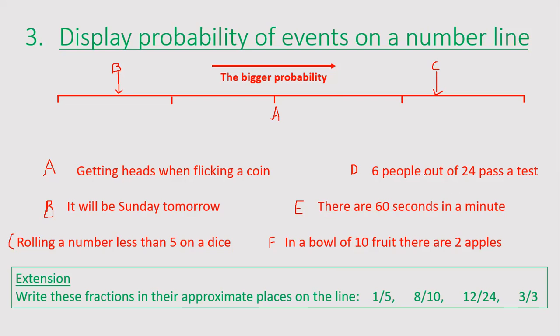Okay, so you've got 6 people out of 24 pass the test. So this is a third here, 6, 12, no, sorry, it's a quarter. 6, 12, 18, 24. So where would that 6 over 24 be on the probability line? You would be looking at the quarter line here, where I'm just putting D now.